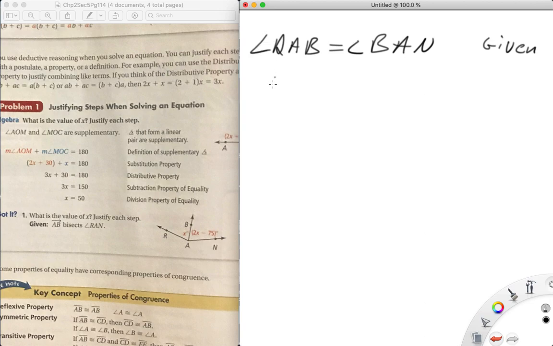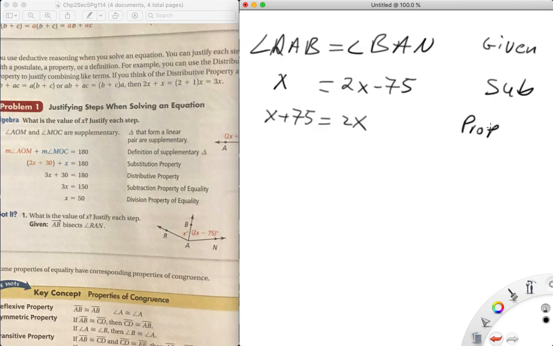I know that angle RAB is equal to x because of the figure of the drawing, and angle BAN is equal to 2x minus 75. And the reason I can say that is because I use substitution. I substituted 2x minus 75 for BAN, and I substituted x for RAB. I'm going to add 75 to both sides, so it's going to be x plus 75 equals 2x, and I'm going to use the addition property of equality. That's my justification. That's why I did it. What I add to one side, I have to add to the other to maintain the equal sign.